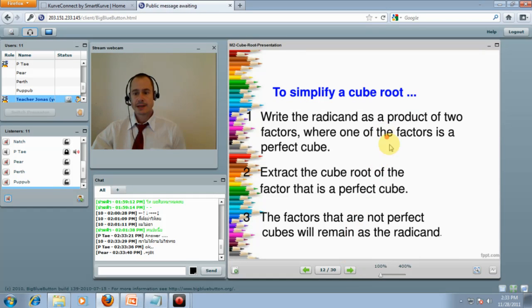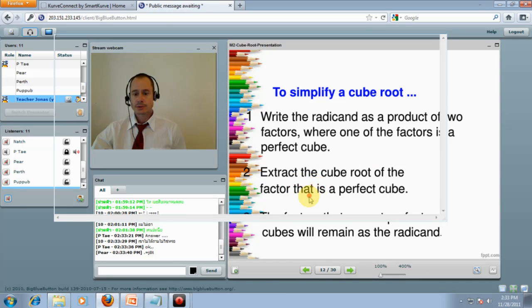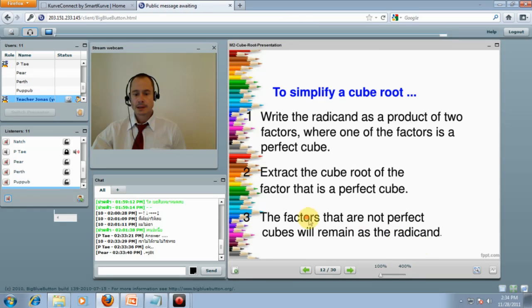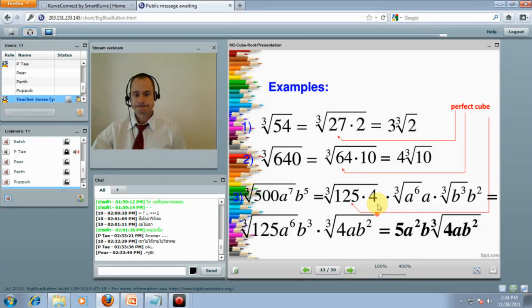To simplify a cube root, write the radicand as a product of two factors where one of the factors is a perfect cube. You will see later how we do that. Then extract the cube root of the factor that is a perfect cube, and the factors that are not perfect cubes will remain as the radicand. And now we will see some examples of this.